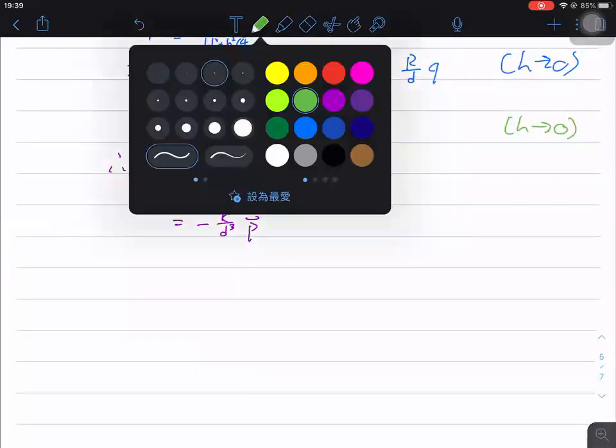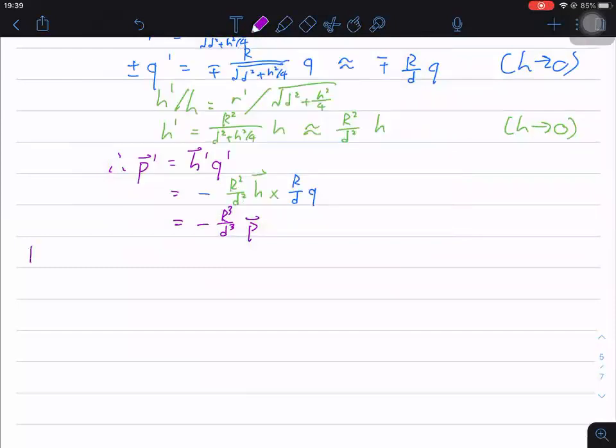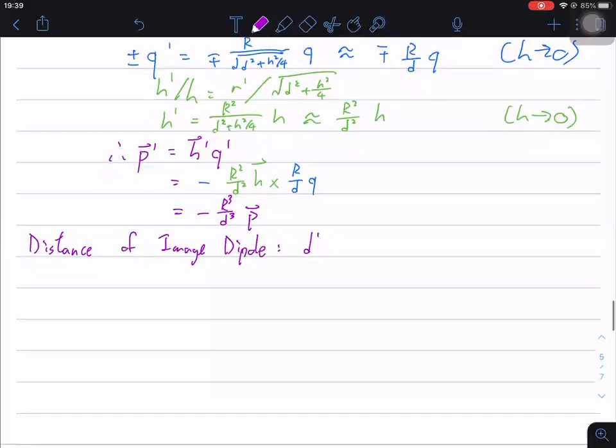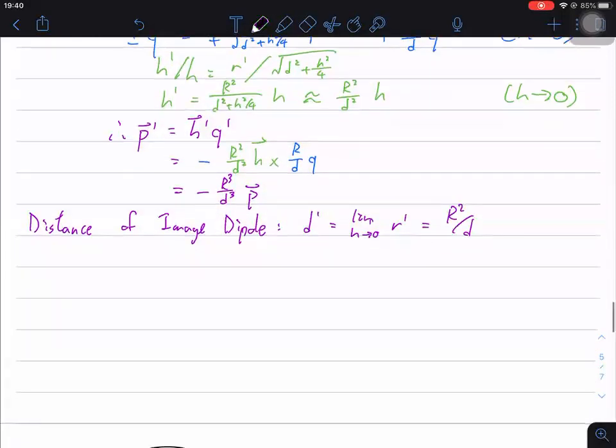Also, the distance between the image dipole moment and the center of the sphere, d prime, is just r prime taking the limit h tends to 0. So it's basically r squared over d. So right now we can write down the potential.